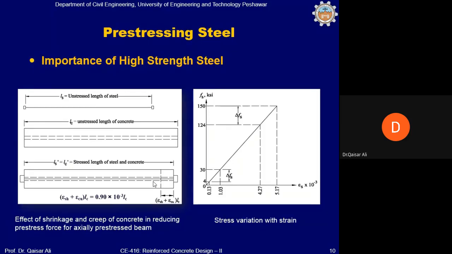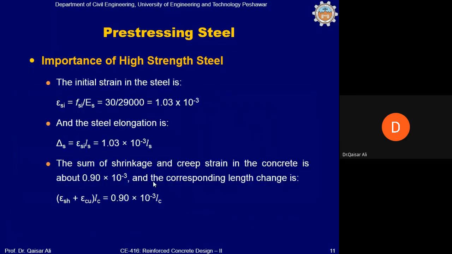Okay, what is the amount of this strain that we can produce in a grade 40 steel? As I said earlier, a grade 40 steel can be conveniently stretched to a stress level of 30 ksi. So the strain associated with this will be equal to 1.03 in 10 to the power minus 3, and the steel elongation in terms of delta will be equal to 1.03 in 10 to the minus 3 multiplied by the length of the steel. This is the maximum delta that can be produced in a grade 40 steel, because it cannot be stretched beyond this limit due to the concern that steel may permanently set.